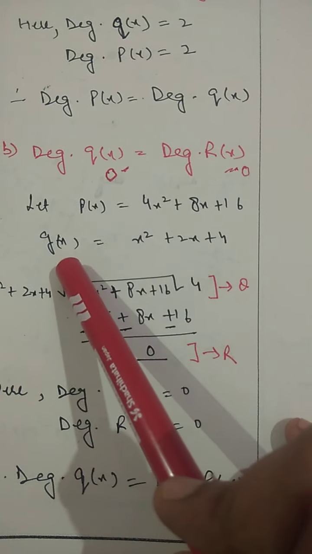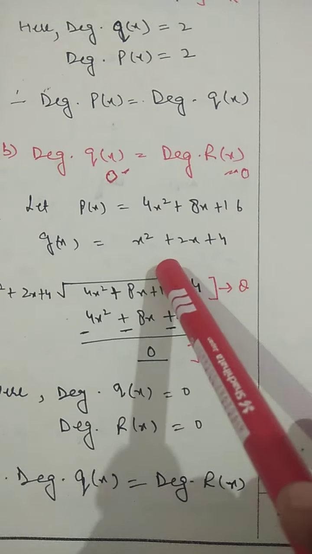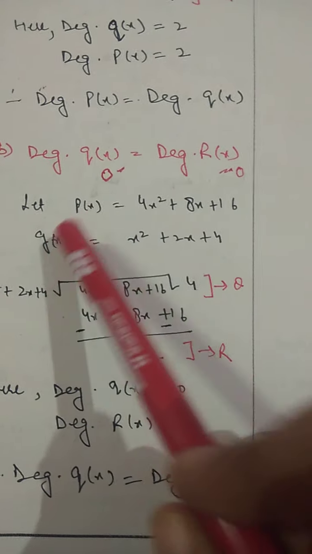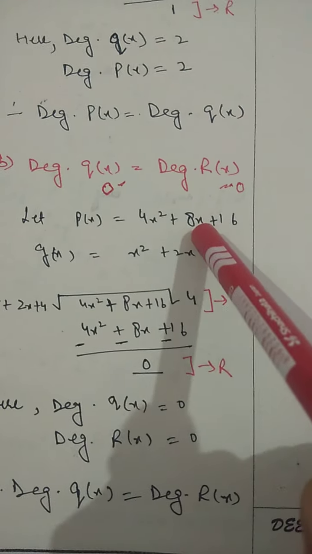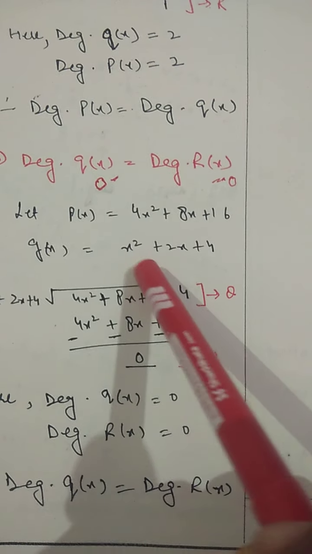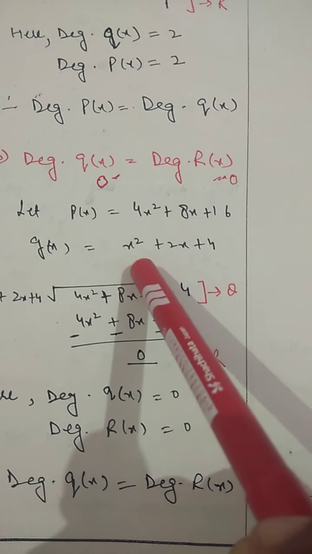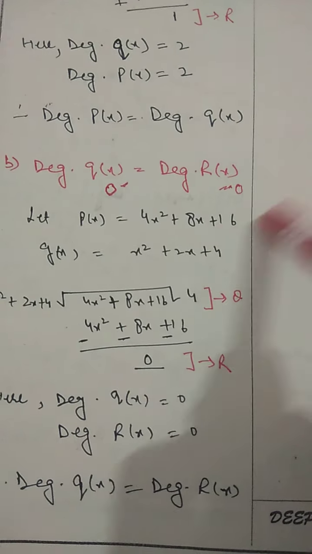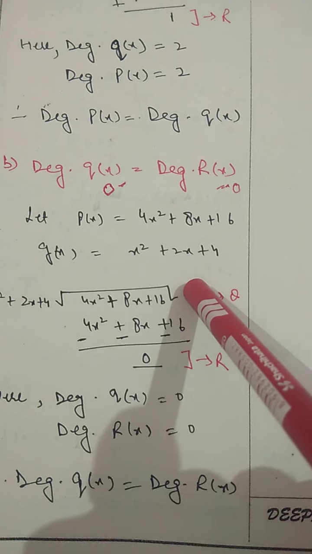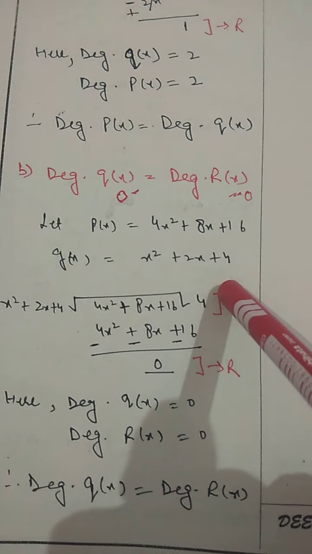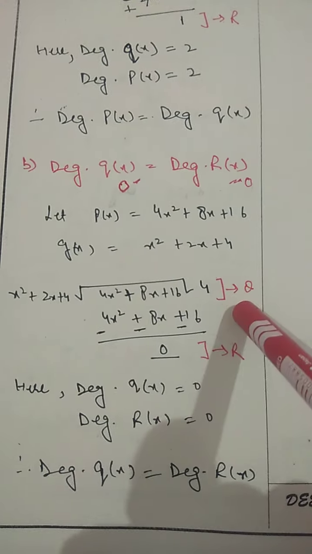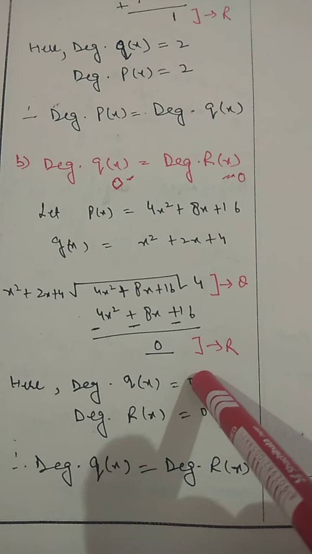And the divisor that I have taken here is the polynomial obtained by taking 4 common. After taking 4 common out, we are left with the polynomial x square plus 2x plus 4. In a similar way, if we take another polynomial, after taking out the constant factor, the polynomial we are left with we will take as the divisor. So after performing the division, we will get the quotient as 4 and the remainder as 0.